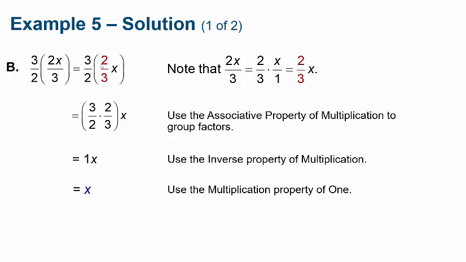These are reciprocals of each other, okay? So I'm going to move this and multiply this as 3/2 times 2/3, and my x is out here. Well, they're inverses of each other, so they're going to cancel out, and they're just going to be 1. And then 1 times x just gets me x.